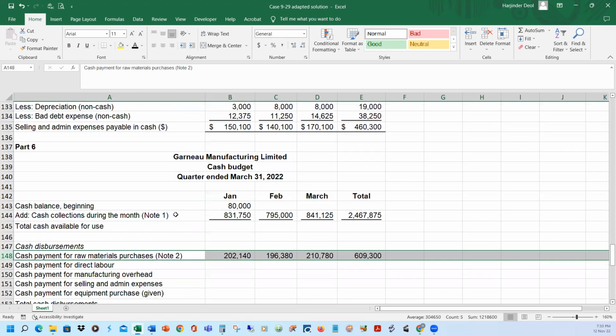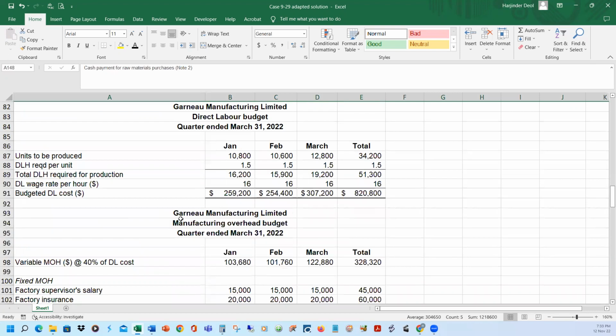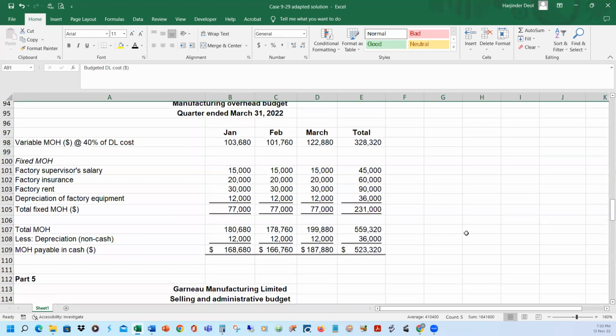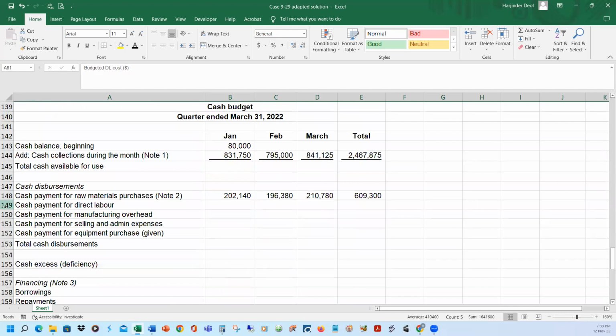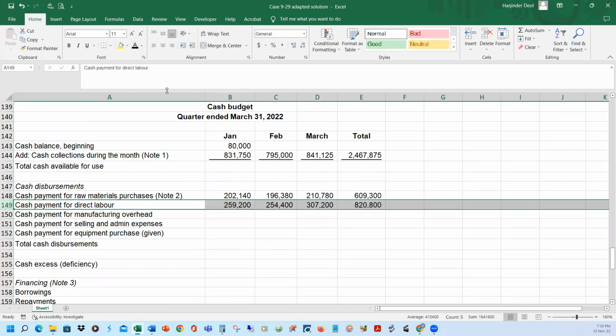For direct labor, we get our information from the labor budget. We had budgeted for $259,200 for January, $254,400 for the month of February, $307,200 for March, giving us a total of $820,800 to be paid for direct labor. We can copy that information down here in the cash budget.